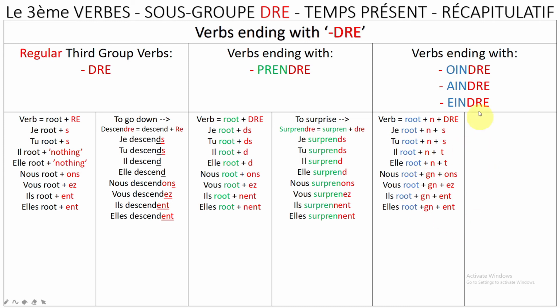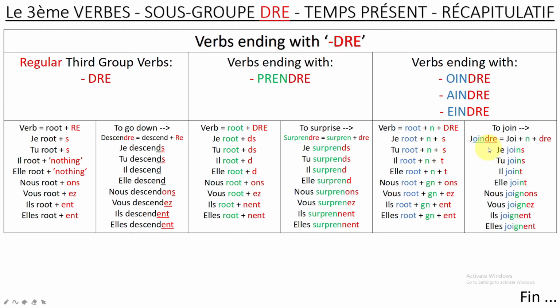Okay, now let's do an example for the OIN diary, AIN diary, EIN diary. So here we take joindre, so to join. Okay, so what we said for this type of verb we have root plus n plus diary. So that's what we did here. So we divided this verb into these three parts. So diary at the end, then the n here, and then the remaining will be nothing but the fixed part.